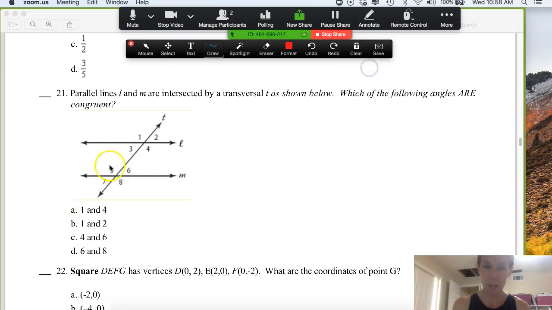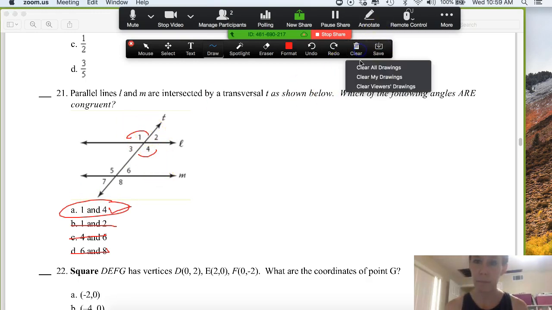Okay, so knowing that, let's look at 1 and 4. 1 and 4 are actually congruent because they're vertical angles. Okay, so yes, 1 and 4. How about 1 and 2? Well, 1 and 2 are supplementary. They are not congruent. How about 4 and 6? 4 and 6 are same side interiors. They are not congruent. 6 and 8 are supplementary. They make up a line. Unless those are both 90, they're not congruent. So it's going to have to be 1 and 4. Those are vertical angles.